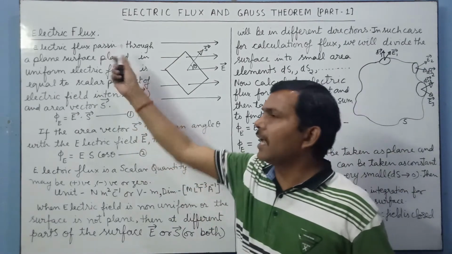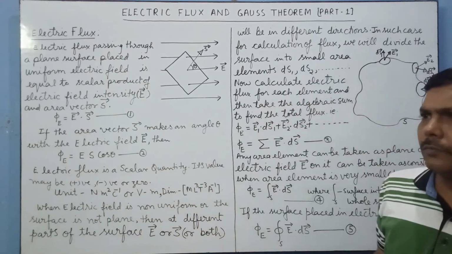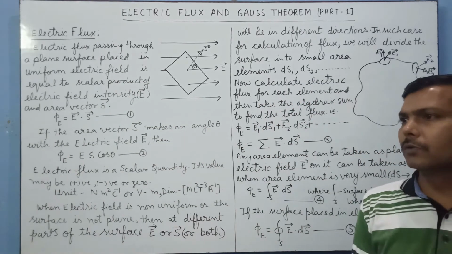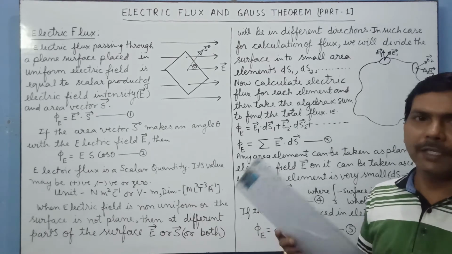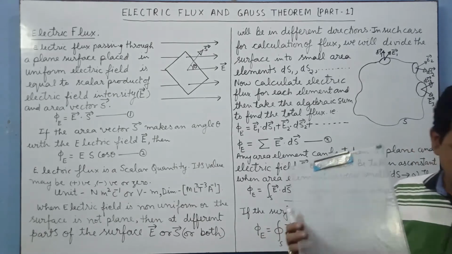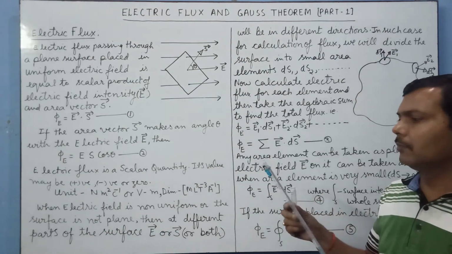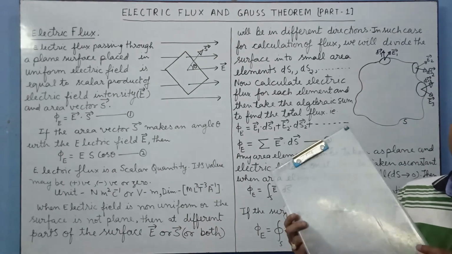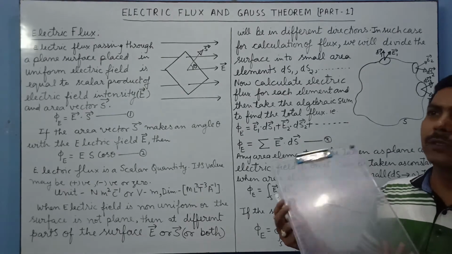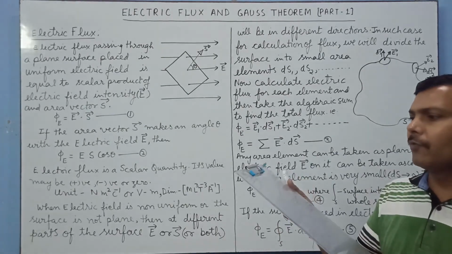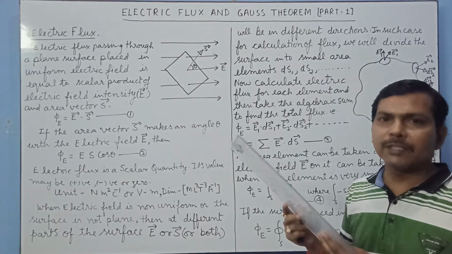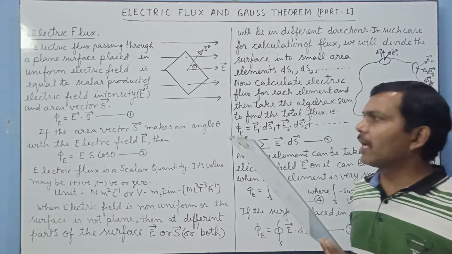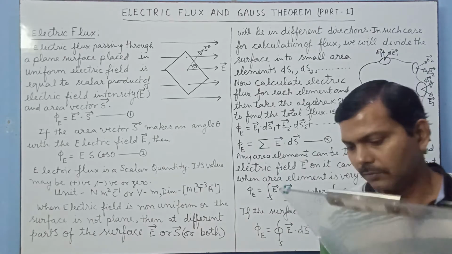Next is electric flux. What is electric flux? Suppose take an area, electric flux linked with this area when it is placed inside electric field is the number of electric field lines passing through this area. It is represented by phi e.